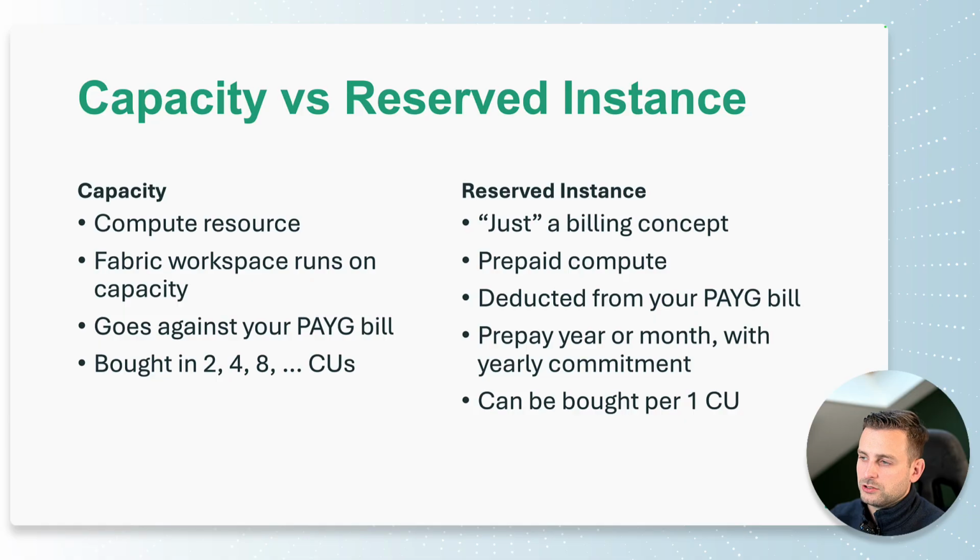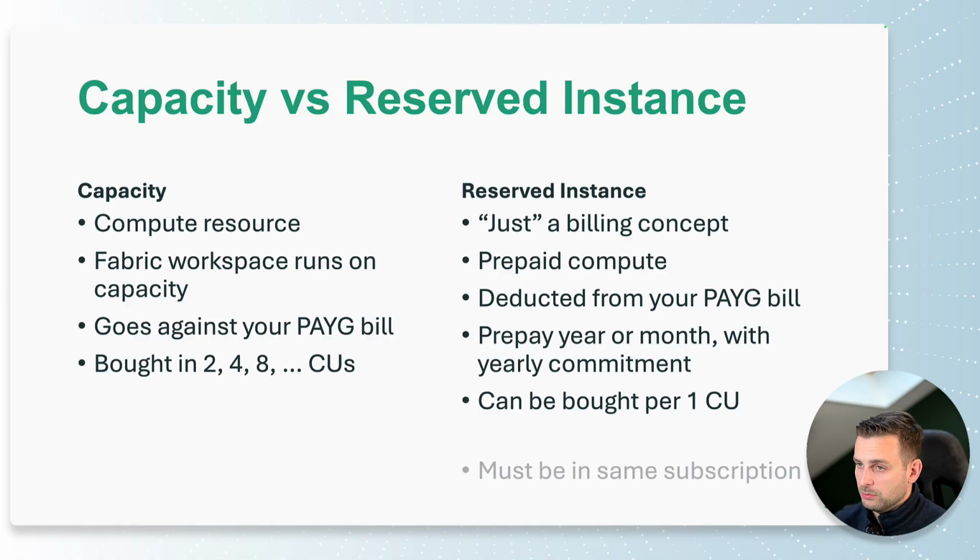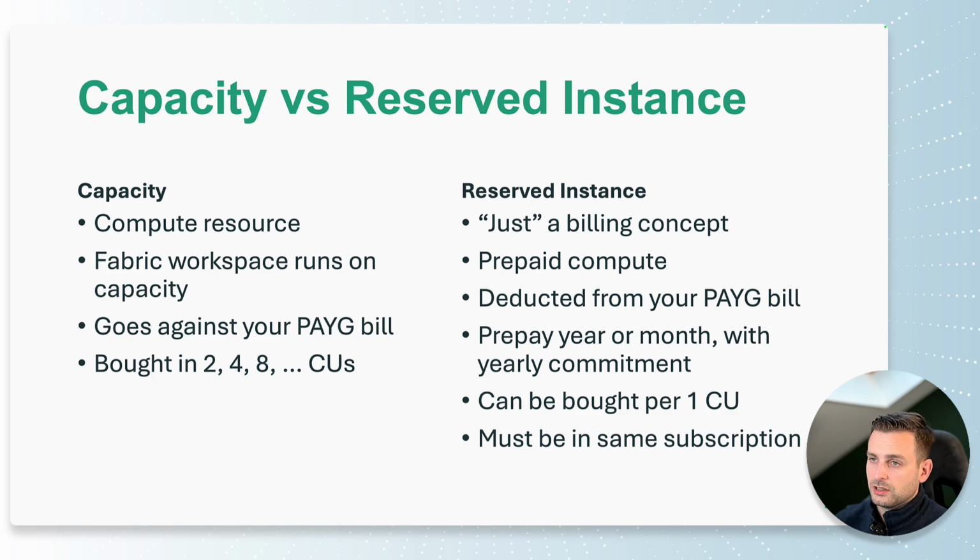Now the price of your reserved instance is approximately 40% lower, so that is actually quite cool. And so what happens is that if you have an F2 and 2 compute units in your reserved instance, they go against each other. You buy the reserved instance at the 40% deducted rate, and you do not pay for those 2 CUs that are in your F2 capacity, because those 2 are deducted from your pay-go bill. The one thing that is very important and that is sometimes forgotten is that both the reserved instance as well as the Fabric capacity must be in the same Azure subscription or it will not work.